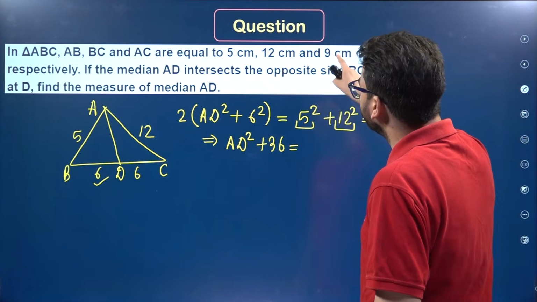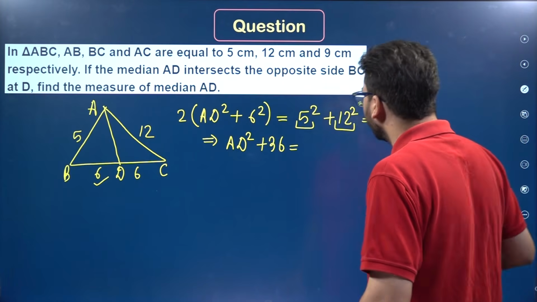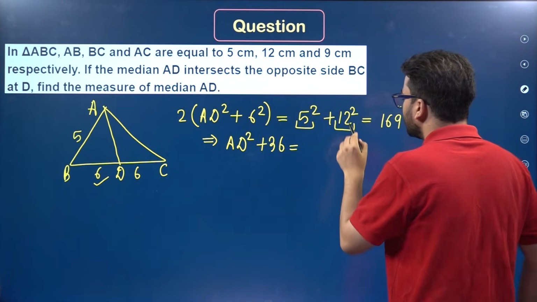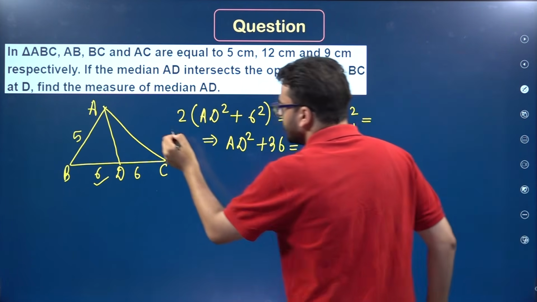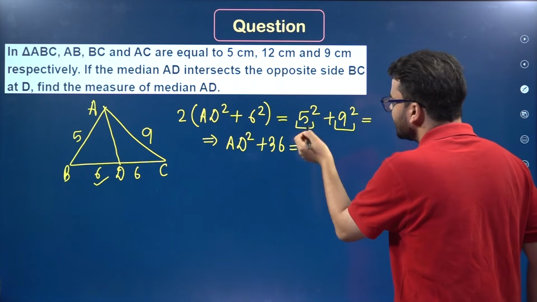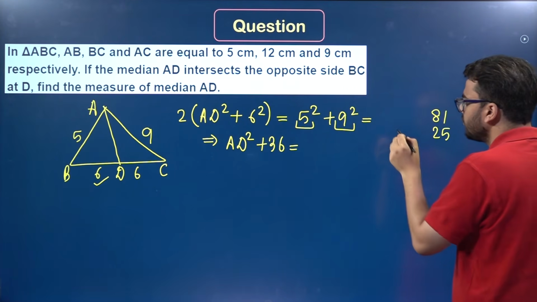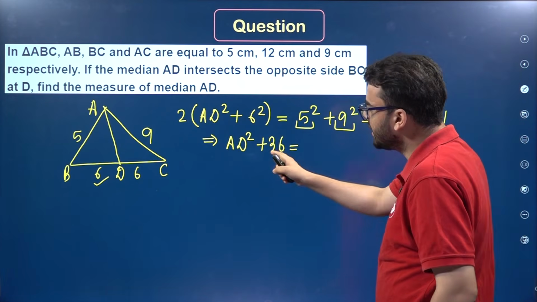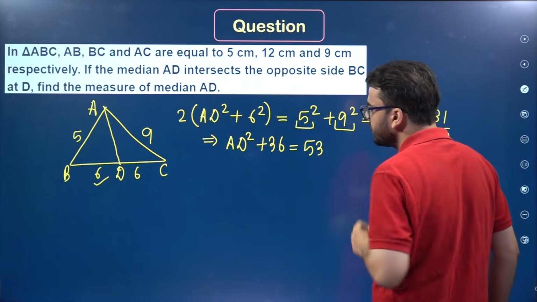We did a small mistake. This one is 9 basically. AC over here is 9. So let us put that equal to 9. So AC is 9 over here. So you'll get 9 square, so that is 81 plus 25, that is equal to 106. So from here, AD square plus 36 will be equal to 53.